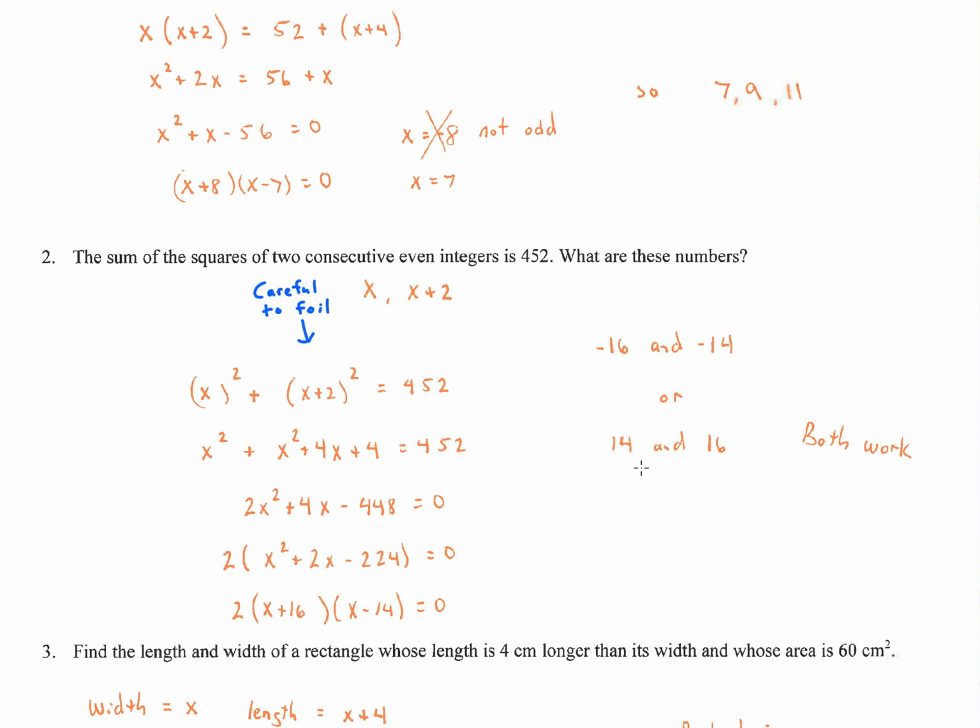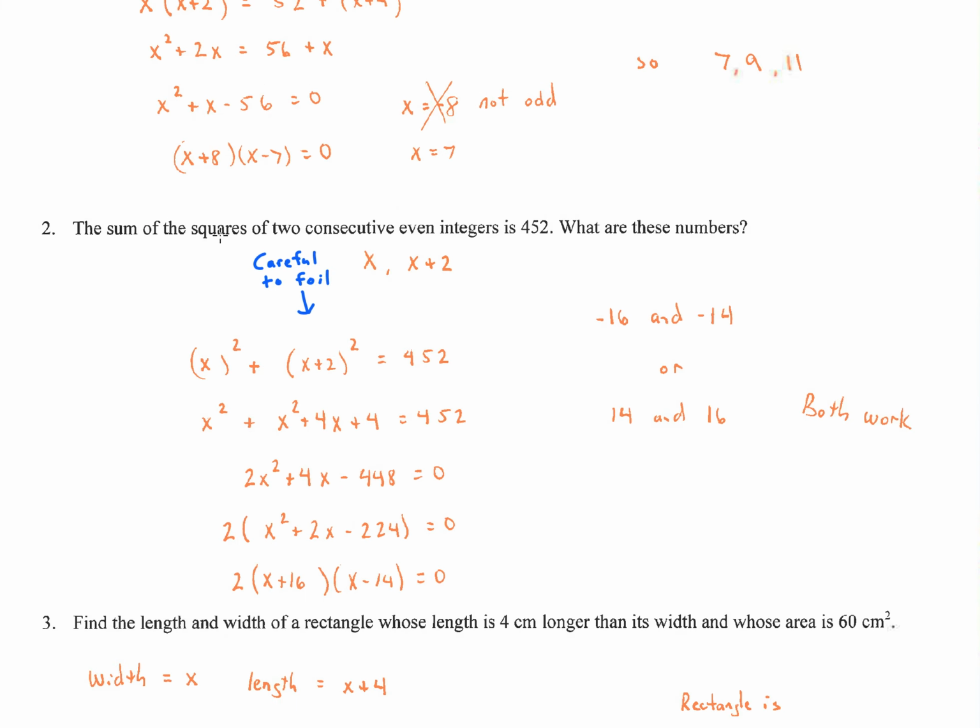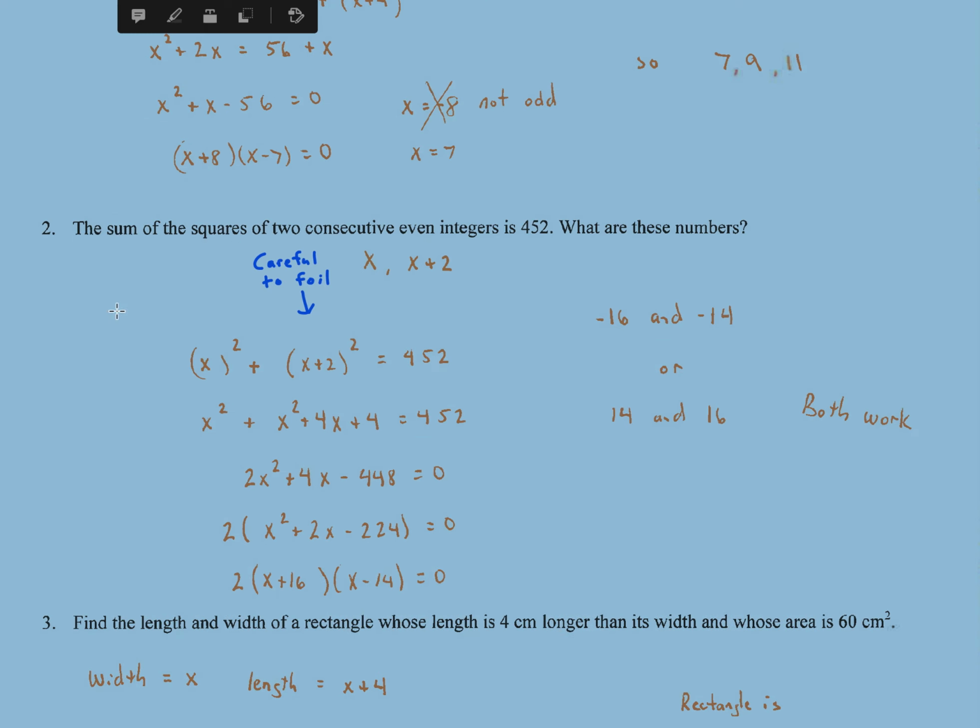Okay, next one. The sum of the squares, so the sum means add, and we know how to square things, of 2 consecutive even numbers. Okay, so first thing, we got to establish what these even numbers are. 2 consecutive even numbers can be expressed as x, that's the first one, and then x plus 2 is the second one.